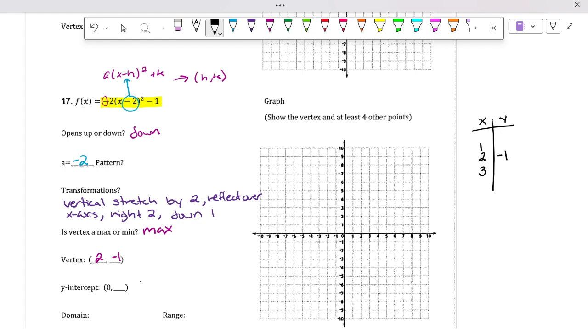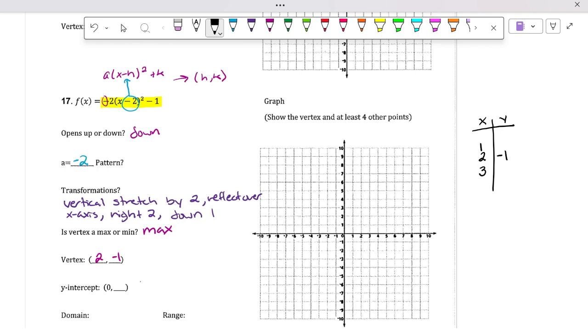They'll be the same what? They'll be the same y value. Why? What's special about quadratics? They're symmetrical. Good. So if they're the same distance from the vertex, they're symmetrical.